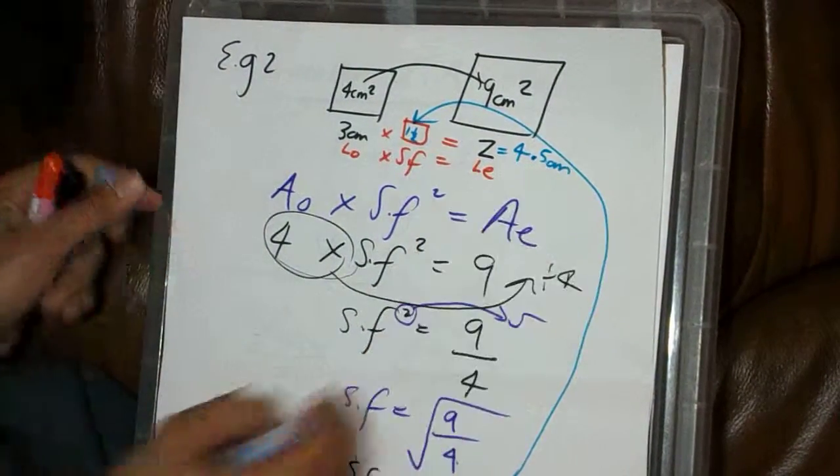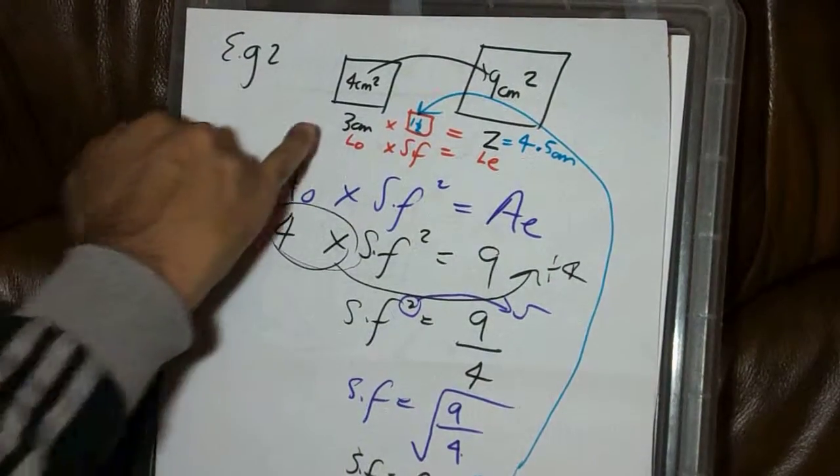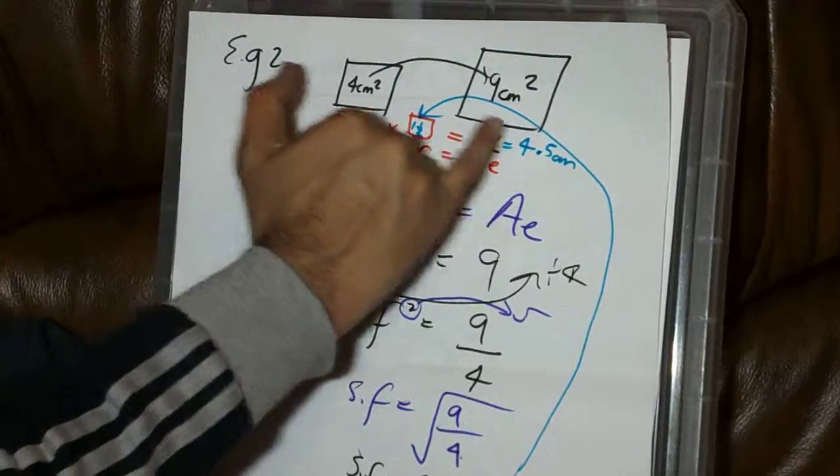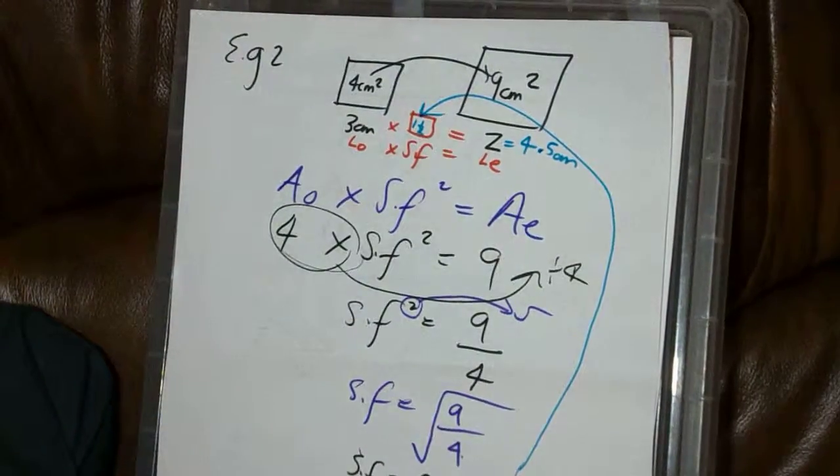4.5 centimeters. Okay, so that's the same as saying 3 times 1 is 3, 3 times a half is 1.5, and 3 and 1.5 is 4.5 centimeters. And that's the end of that question.